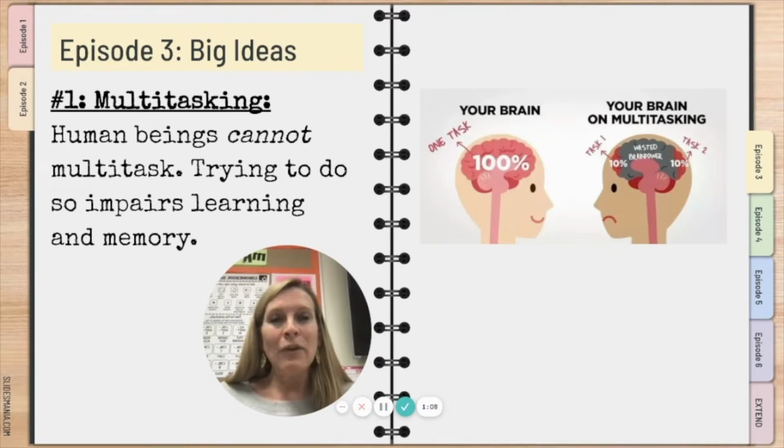So if you look at the picture on the right, you're going to see your brain, and one task at a time allows us to really comprehend and gain that memory when we can focus on one area. When our brain has to multitask or task switch, then we don't get enough of that memory or enough of that learning to really gain a lot of knowledge.